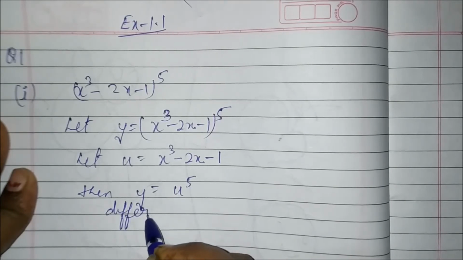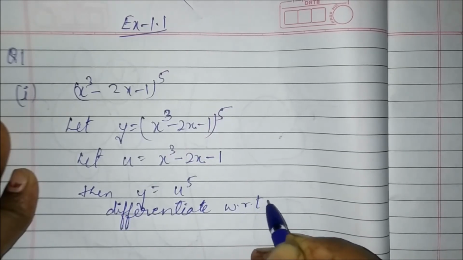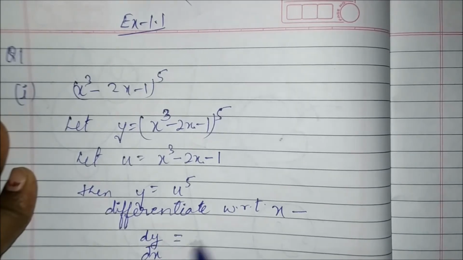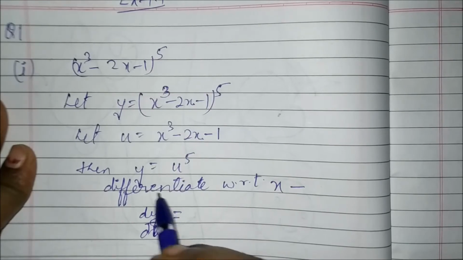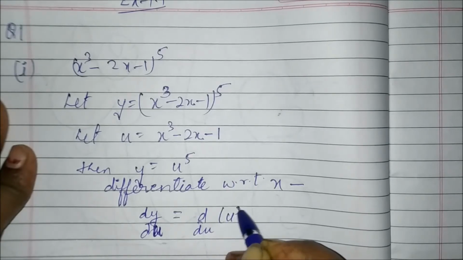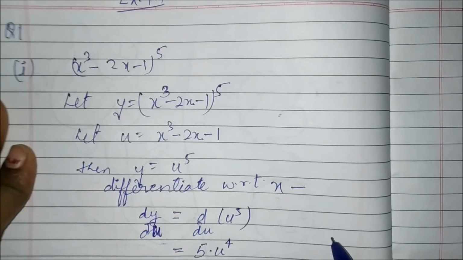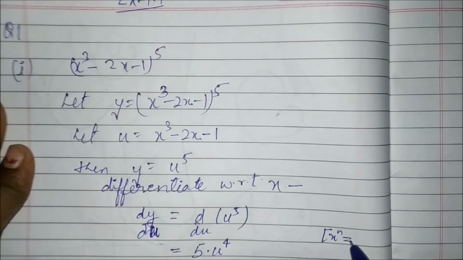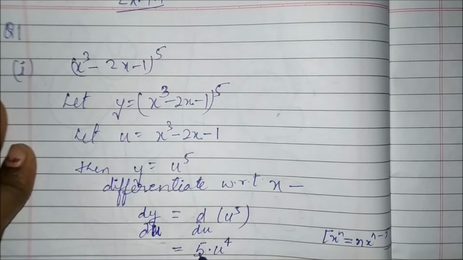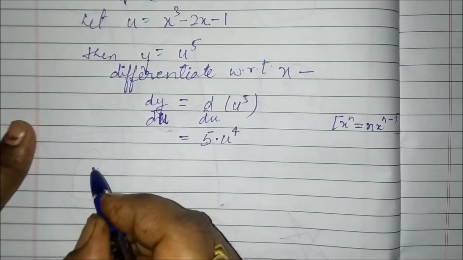Differentiating, we get dy by du. Here we will write du because y is a function of u, so d by du of u raised to 5 will become 5 into u raised to 4. How? Just as we differentiate x raised to n, in the same way we differentiate u raised to 5. So 5 will come here, and we get u raised to 5 minus 1, that is 4.